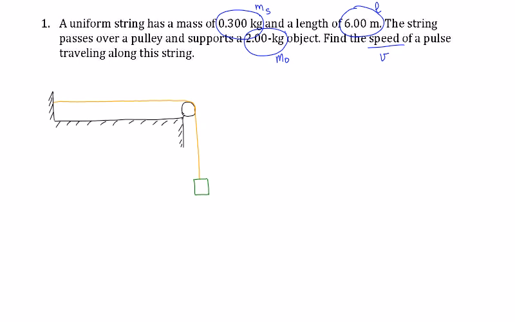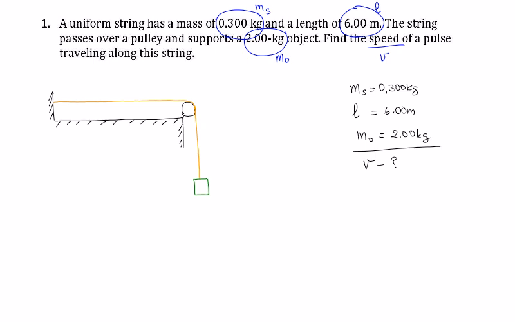Okay, so let's pull our information out in a more organized form. I'm going to write mass of the string equals 0.3 kilograms. Length of the string equals 6 meters, and the mass of the object equals 2.00 kilograms. We want to find out the velocity of the pulse, the speed of the pulse, and that's it.